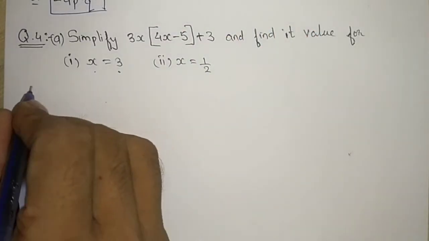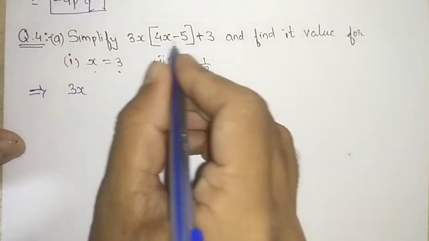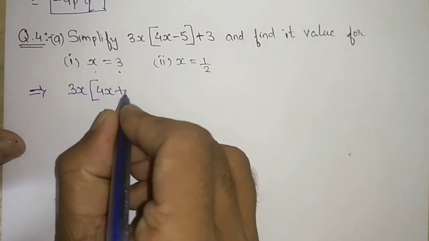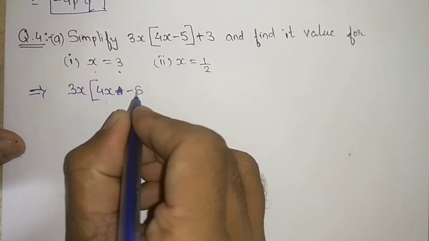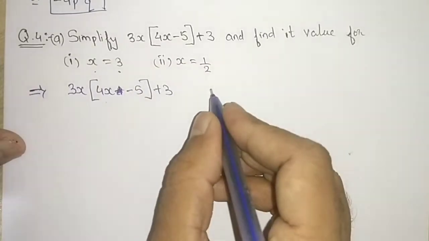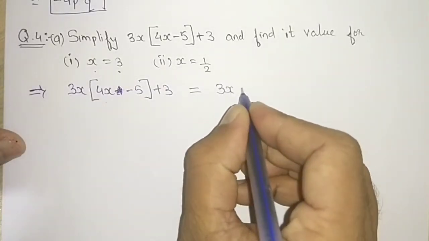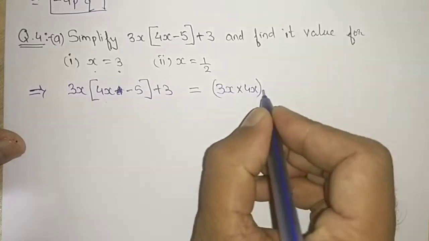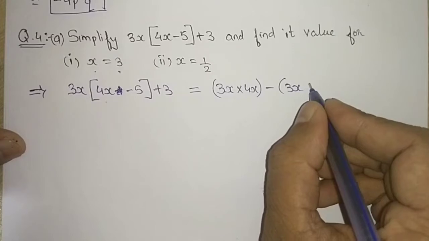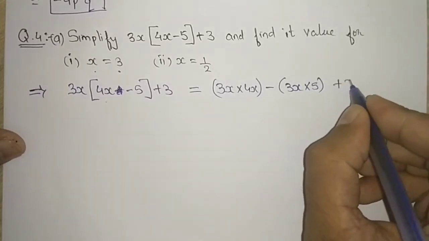So let us proceed. What we will do, they have told us to simplify, so first we will simplify this portion. 3x into 4x minus 5 plus 3. When I simplify it, I will get 3x into 4x in one bracket minus 3x into 5 in another bracket and plus 3 as it is.